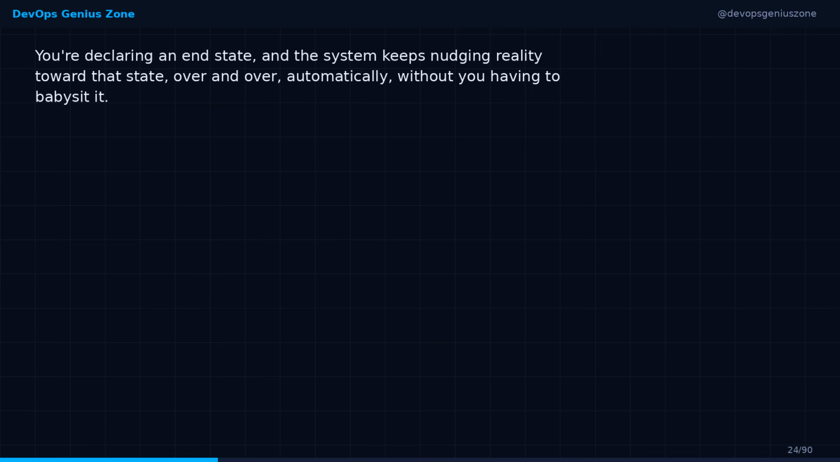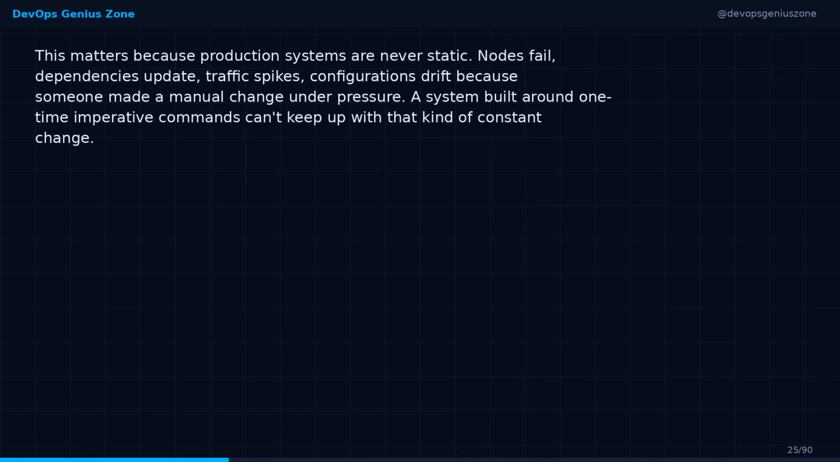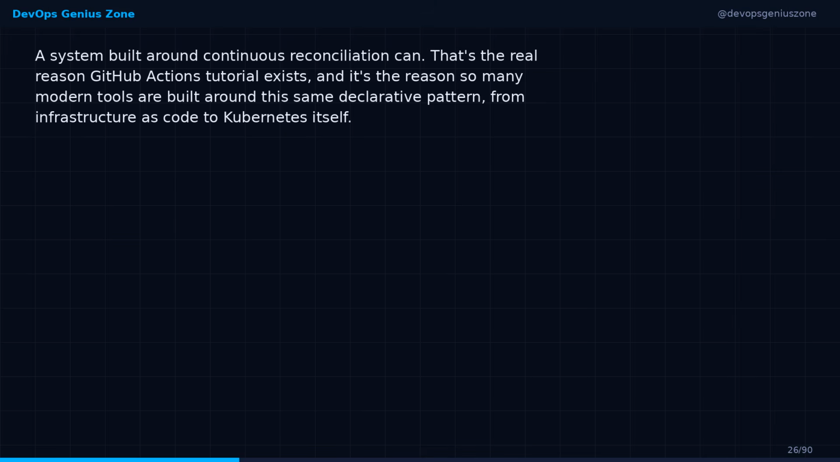This matters because production systems are never static. Nodes fail, dependencies update, traffic spikes, configurations drift because someone made a manual change under pressure. A system built around one-time imperative commands can't keep up with that kind of constant change. A system built around continuous reconciliation can. That's the real reason GitHub Actions tutorial exists, and it's the reason so many modern tools are built around this same declarative pattern, from infrastructure as code to Kubernetes itself.